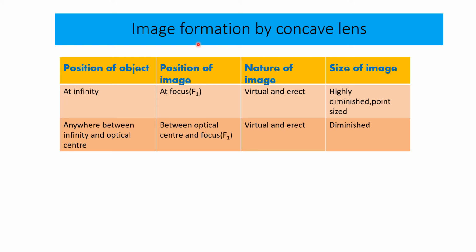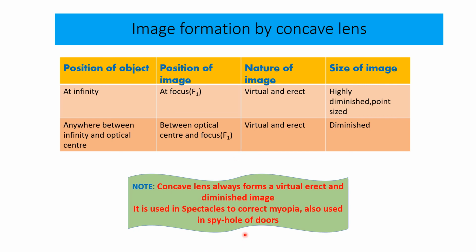See, why I'm emphasizing this is because students have difficulty remembering whether a convex lens is diverging in nature or a concave lens is diverging in nature. So I repeat, a concave lens is diverging in nature. And you can remember by this simple analogy. Now second, if you keep the object anywhere between infinity and the optical center, the image is always going to be formed between the optical center and focus. Again, it is going to be virtual and erect because it is diverging in nature. So if it is diverging, diminished image. Right? This is the way to remember. So a concave lens is always forming a virtual, erect and diminished image.